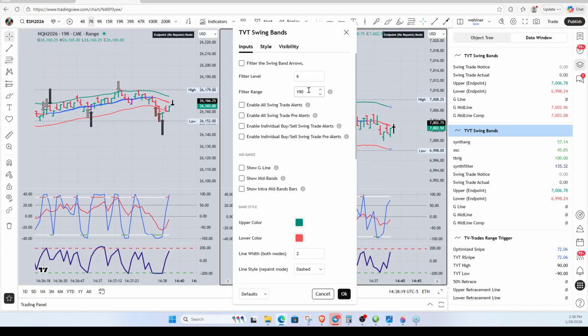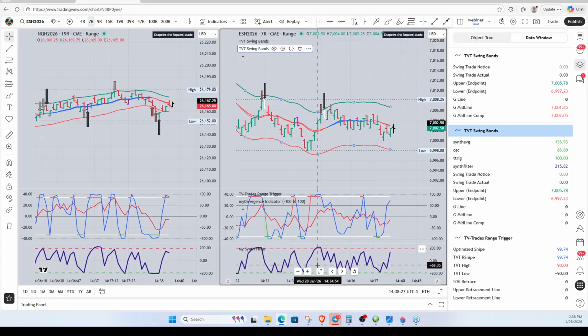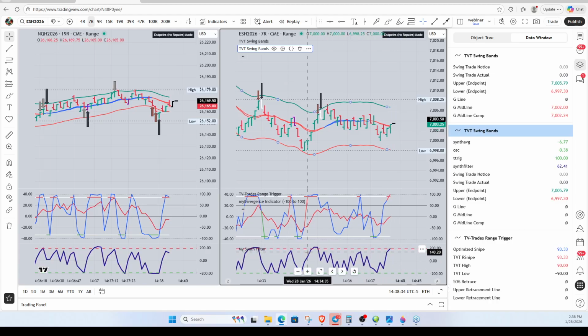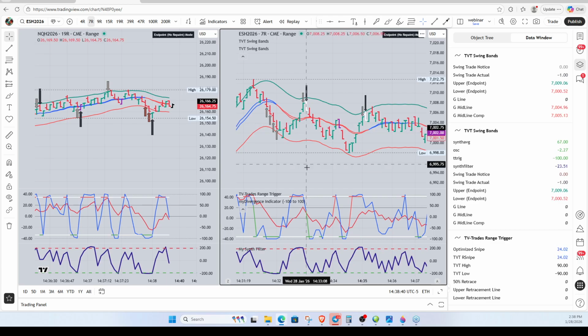Okay, the filter range is 190. What that means is anything within 190 and minus 190 is going to be filtered. If the bar before is within 190 and minus 190, it's going to be filtered. If it's not within 190 and minus 190, like this one right here, it won't be filtered.